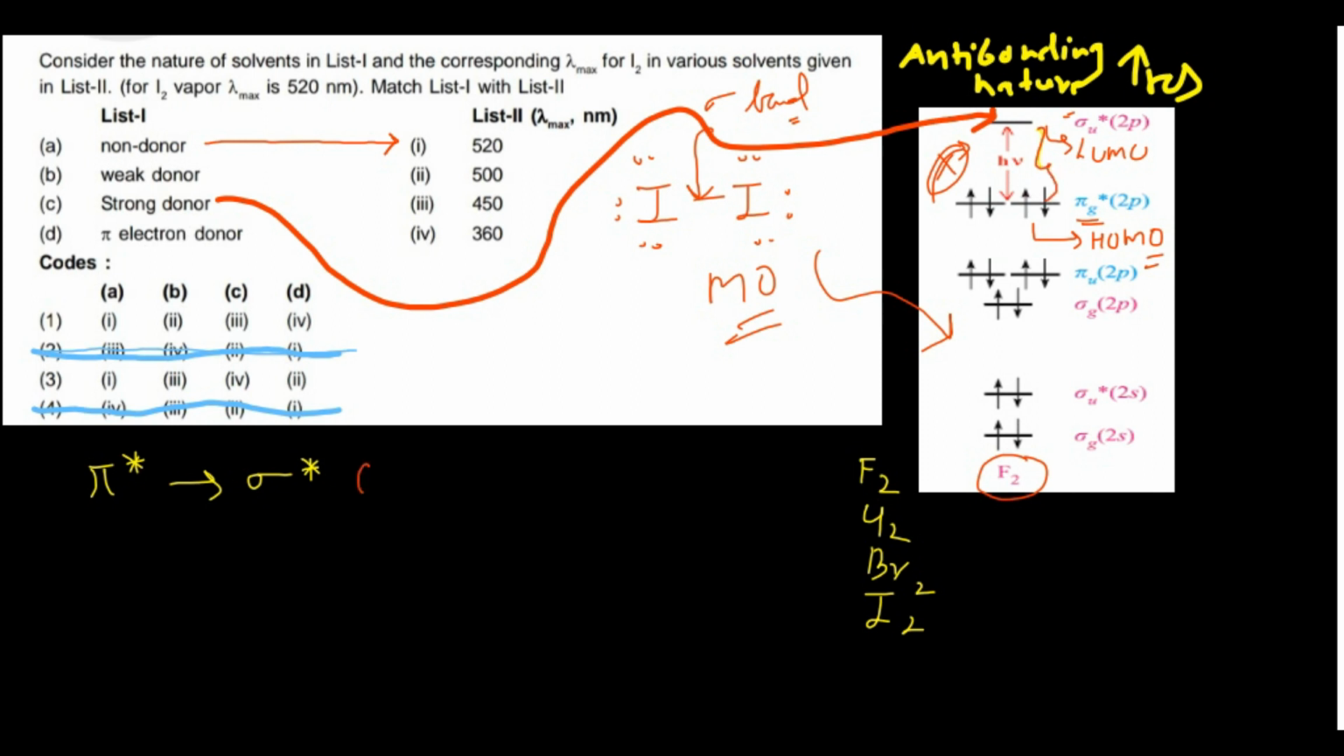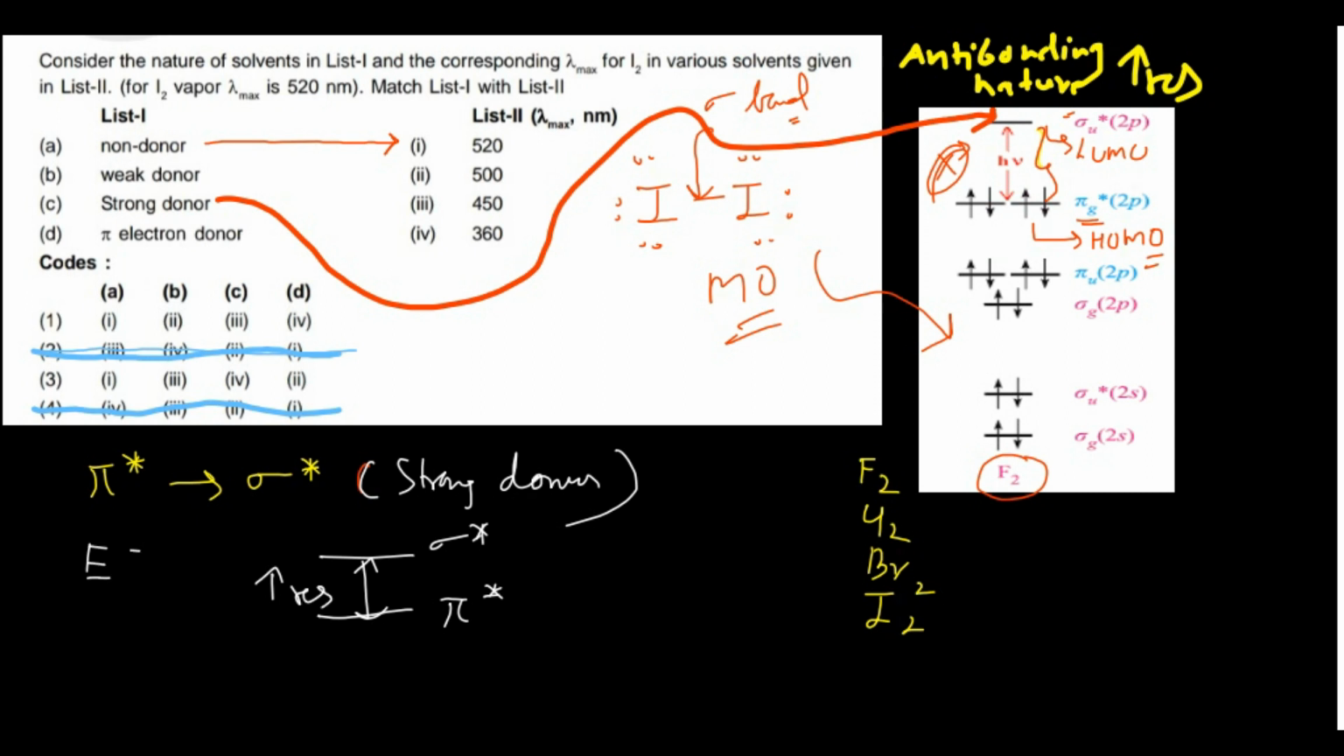So for strong donors, this energy gap, which is between this pi antibonding and sigma antibonding, increases. And you know E equals hc by lambda. When energy increases, lambda goes down, because they have an inverse relation. So in case of a strong donor, lambda max should be low. So we can check which lambda max is actually low.